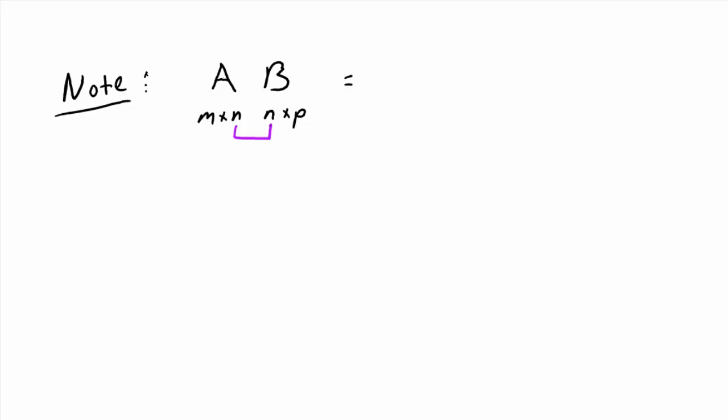And then the order of the product will be given by the outer numbers. So A times B as a product will have order m by p. If the inner numbers don't match up in the first place, just say the multiplication's undefined. Don't even try to do it.